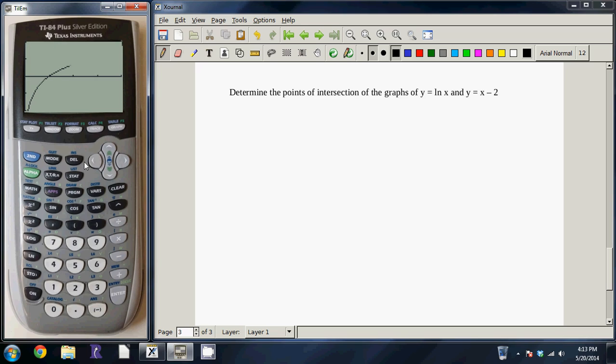Here's natural log, and then x minus 2. So we have this intersection. It's right here, just barely in the corner of the screen. I want to get more of that, so I'm going to make my y go down to negative 3.